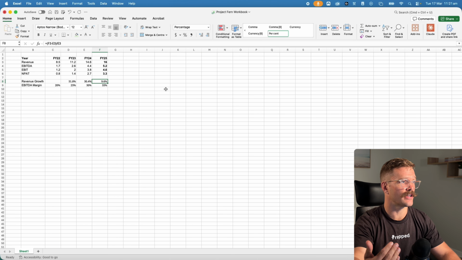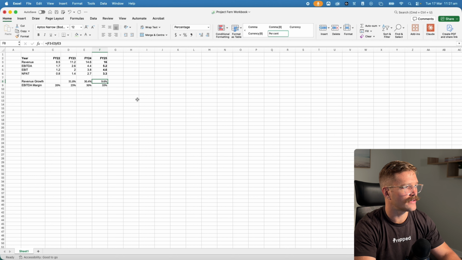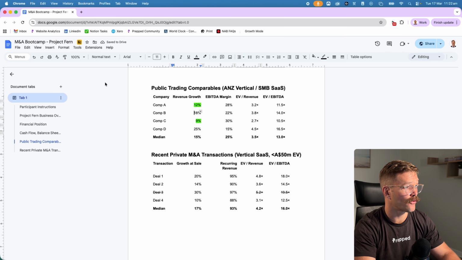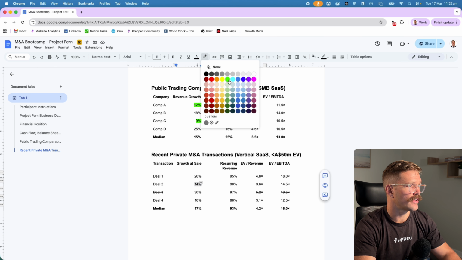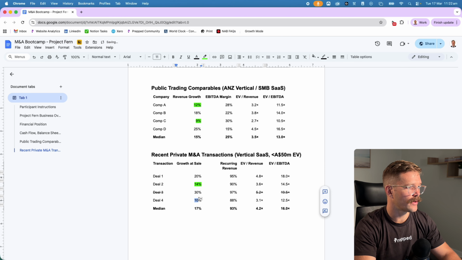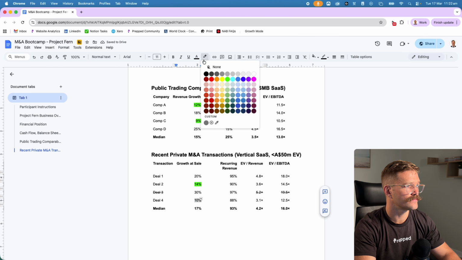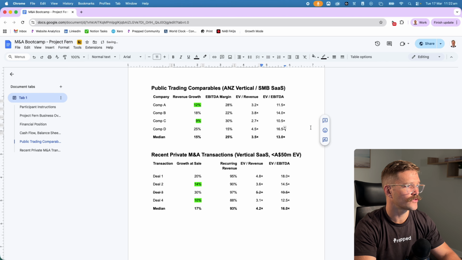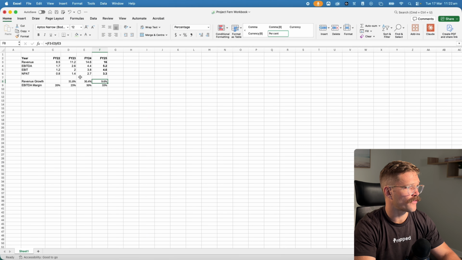So I think that this one is pretty comparable. This one's pretty comparable. This one's pushing it a little bit. I mean, it's double the growth, so let's just leave that out. Growth at scale, so these are the private ones. Again, this is 14%, reasonably comparable, 10% definitely comparable. Cool. Now let's take a look at the EBITDA margin.